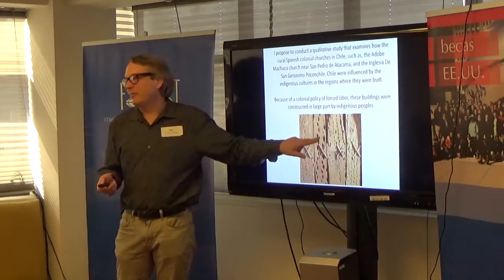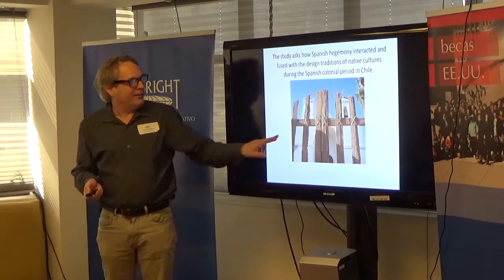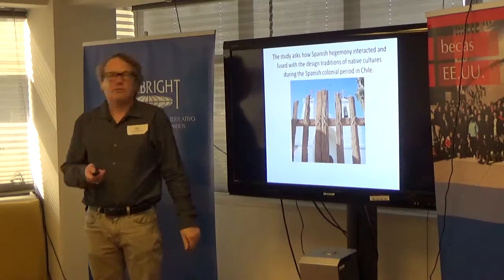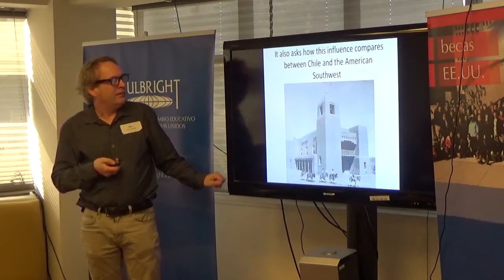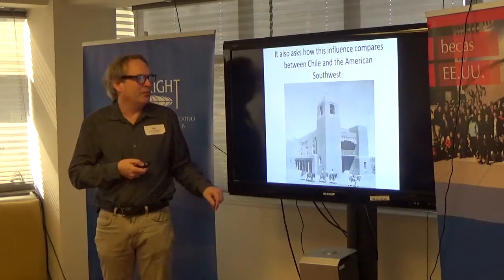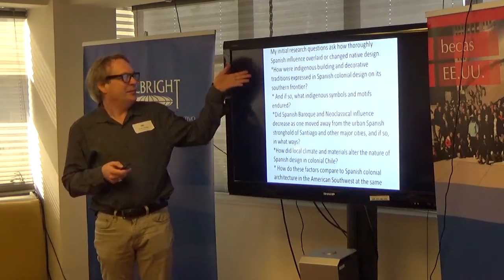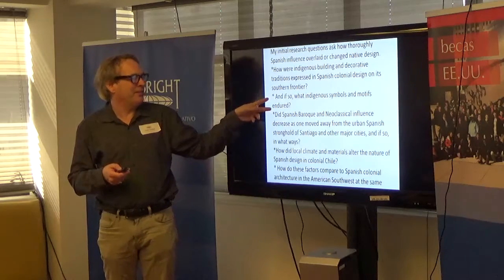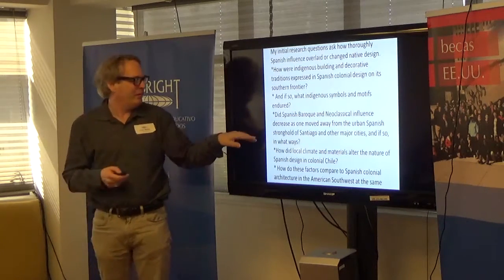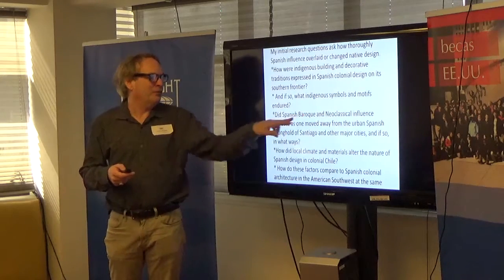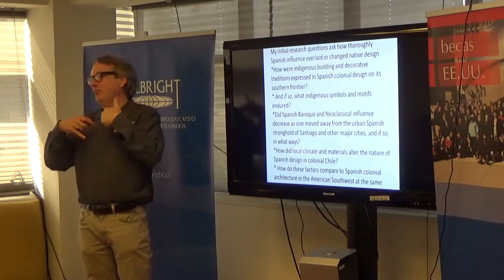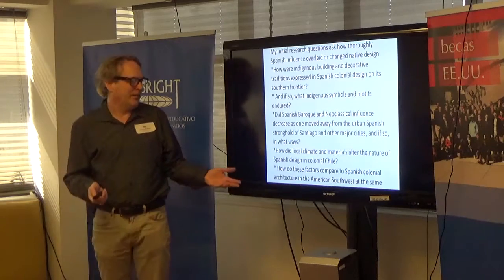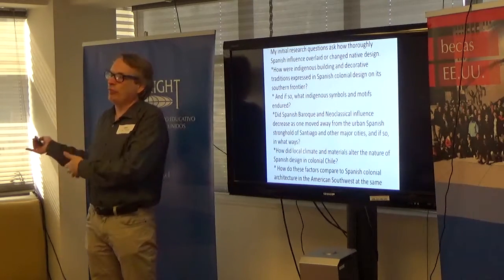And this is part of a mission church in southern Chile. This is another example of that same kind of structure, which does not reflect Spanish tradition. And this is just another example of building emergences together. So I've gone over most of this, but the building decorative traditions, how were they expressed, what symbols were used that go back to Native American sources, and also how were the Spanish influences distributed throughout the Chilean examples and these American Southwest examples, because there were different fashions that went through during this colonial period.